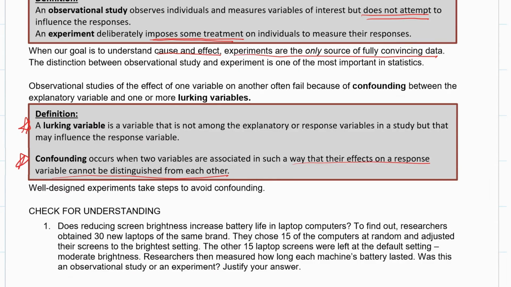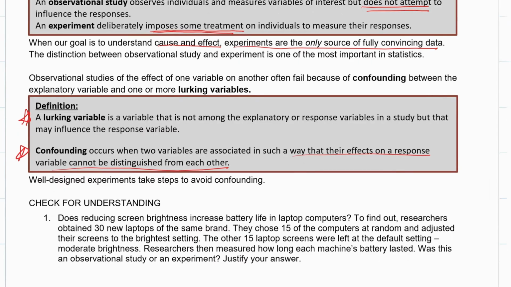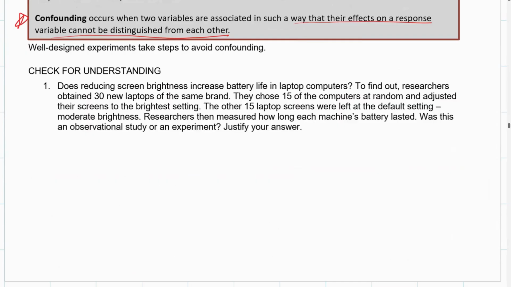Let's do a quick check for understanding. Does reducing screen brightness increase the battery life on laptop computers? To find out, researchers obtained 30 new laptops of the same brand. They chose 15 computers at random and adjusted their screens to the brightest settings. The other 15 laptop screens were left at the default setting, which was moderate brightness. Researchers then measured how long each battery lasted. Was this an observational study or was it an experiment?